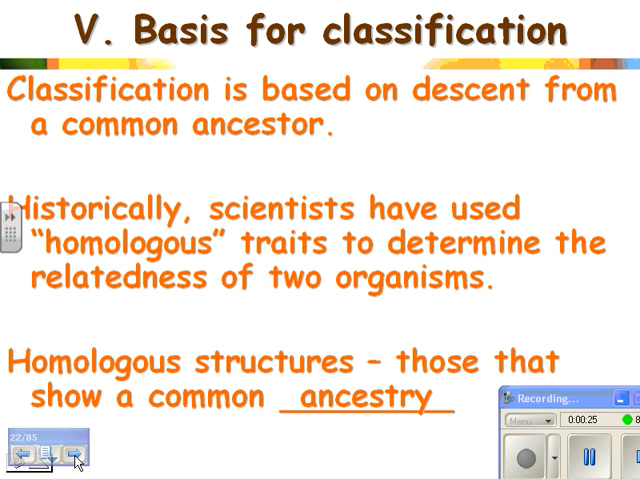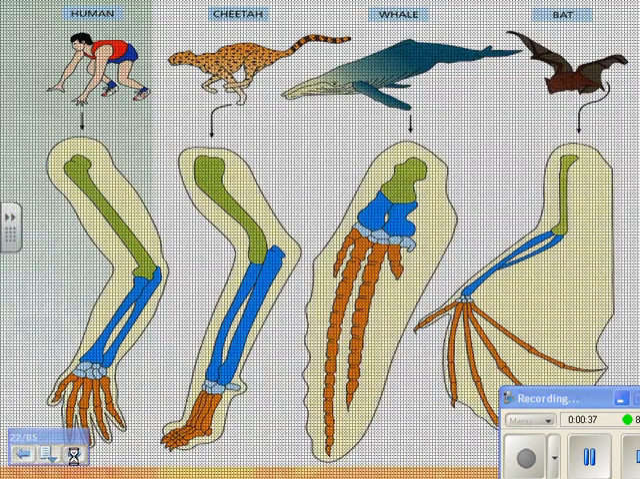So I'm going to give you a bunch of examples of homologous structures, and then I'm going to show you some structures that you might think are homologous at first, and maybe scientists did too, and then we figured out they actually are not. So let's look at the examples.